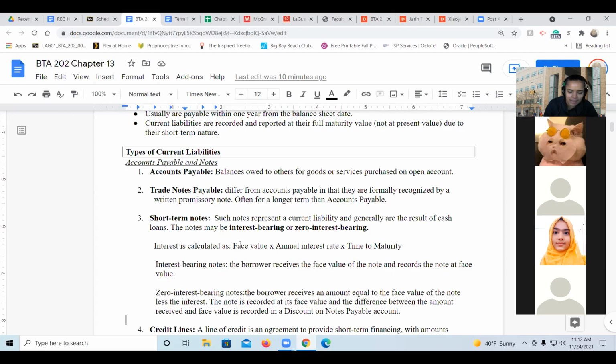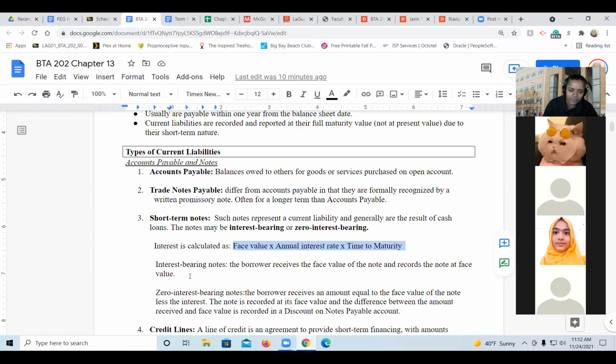So with interest bearing, this is what we know, and it's obvious, right? Interest is calculated as the face value times the annual interest rate times the time to maturity. So if it's a 3-month note, you'll take the face value, the interest rate, and then multiply by 3/12 so that you can apportion the interest just for the part of the year that is actually applicable. Right, and it's 3/12 because the interest rate that's quoted is always an annual interest rate. So you have to factor that into your calculation.